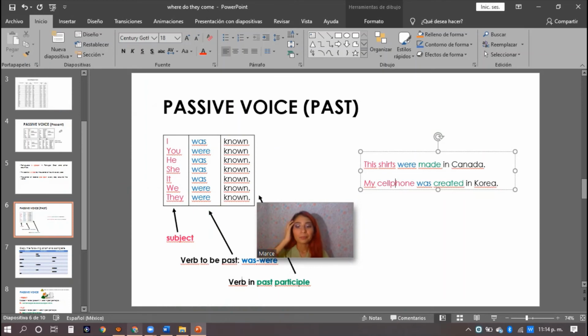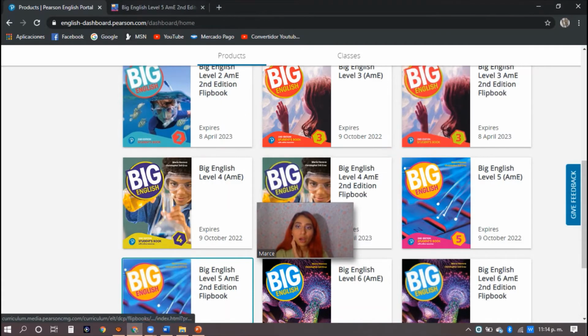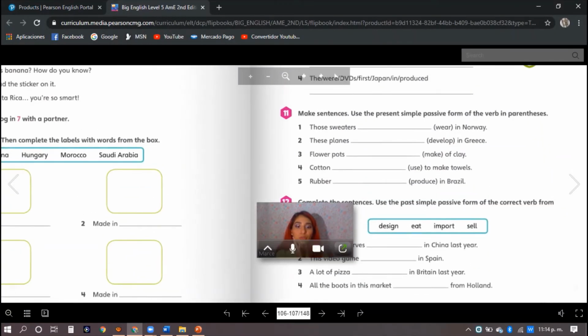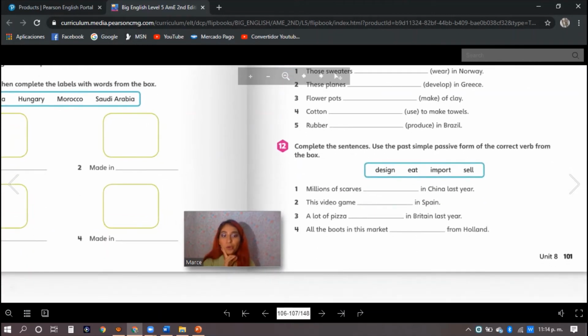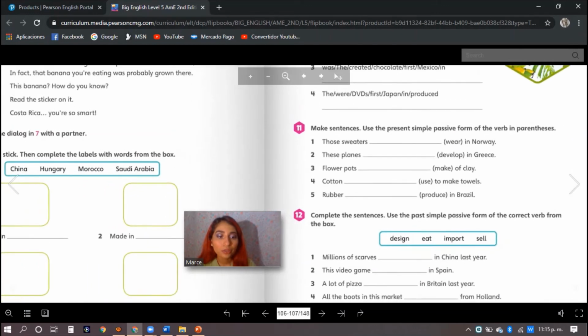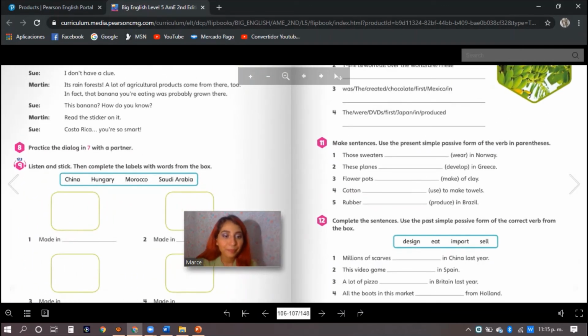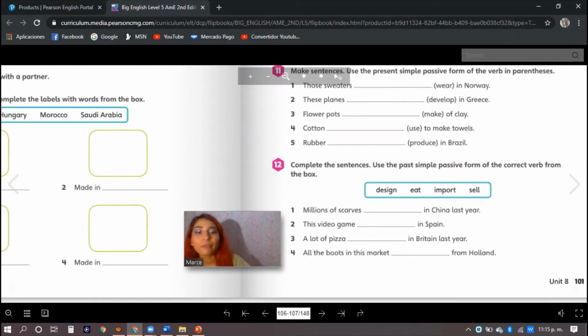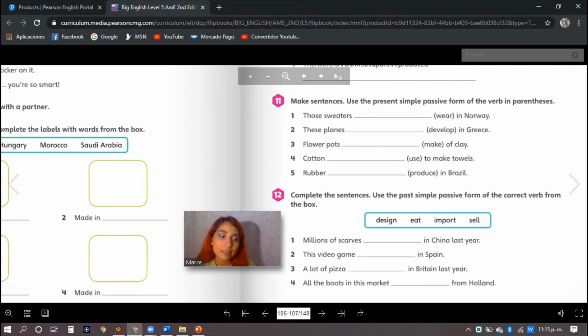Okay, then we can go to our student book and we're going to do exercise 12 on page 101. The instruction says complete the sentences. Use the past simple passive form of the correct verb from the box. You have on the box design, eat, import, and sell. You have 4 verbs. Okay, 1. Millions of scarves blank in China last year. 2. This video game blank in Spain. 3. A lot of pizza blank in Britain last year. 4. All the boots in this market blank from Holland.